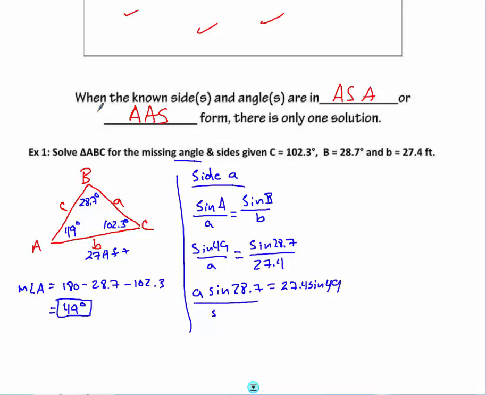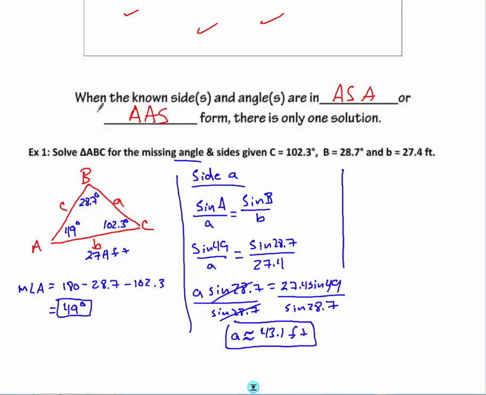Then I'll divide both sides by sine 28.7. I'm just doing regular algebra here, and I'm not even doing anything with the calculator yet. So this would cancel, and I'm left with a equals, now all at once in my calculator, 27.4 sine 49 divided by sine 28.7, and get that a is approximately 43.1 feet. Okay, so that's how the law of sines works.